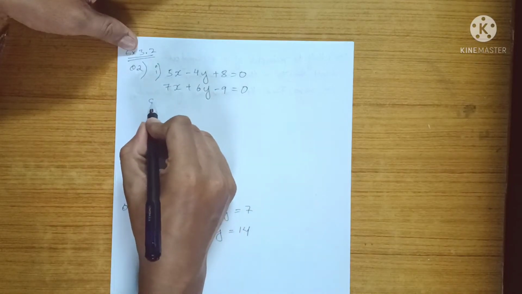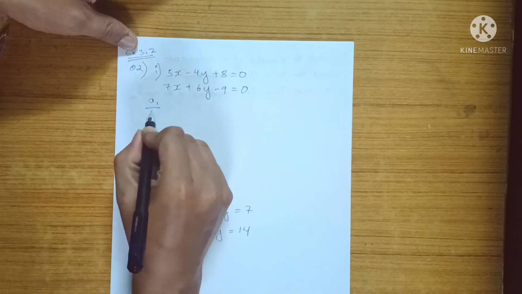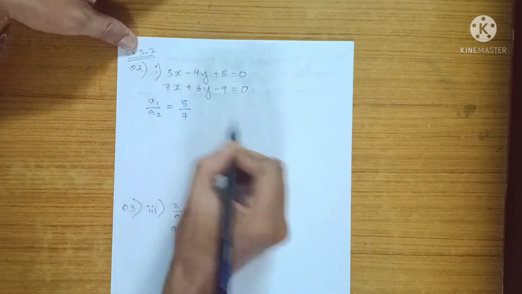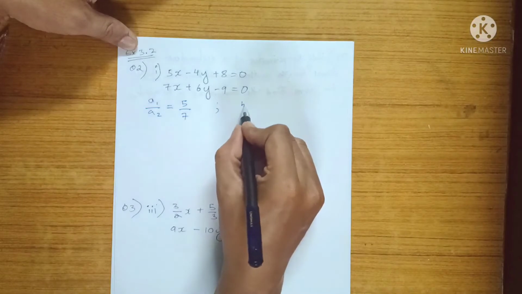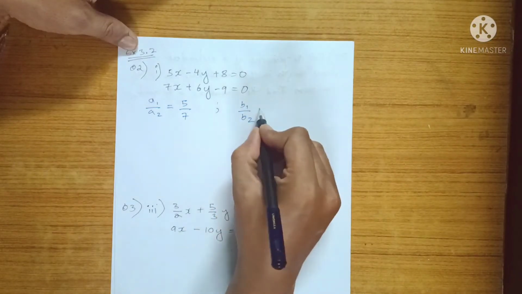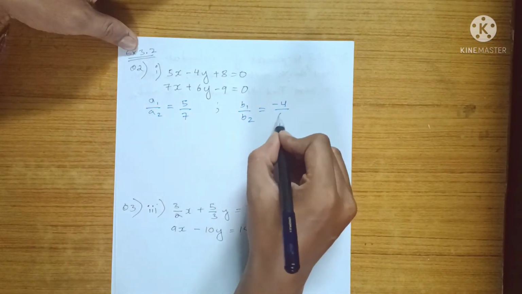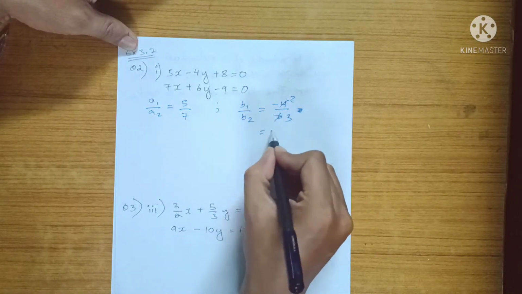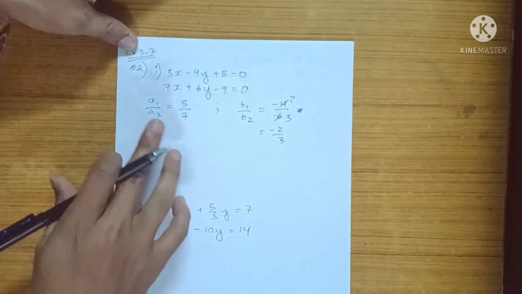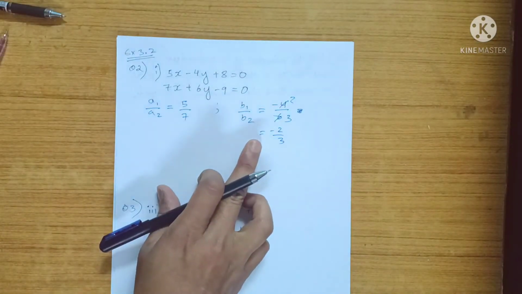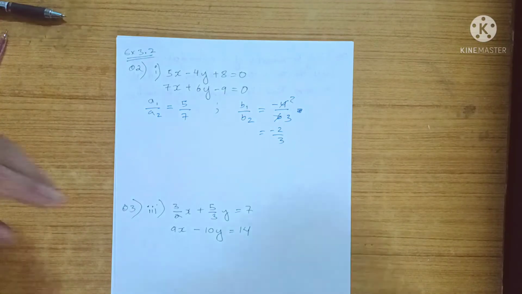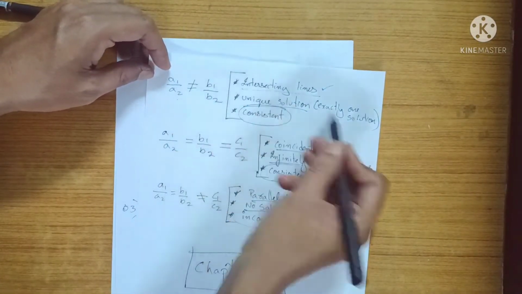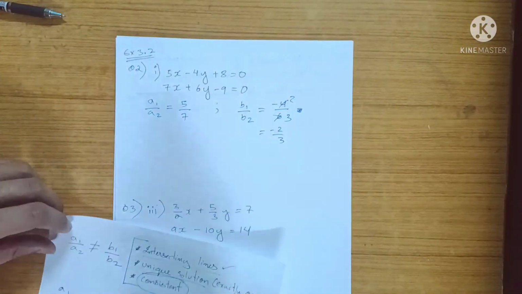First, a1 by a2, let's try to find it out. a1 is 5, a2 is 7, right? Next, b1 by b2, let's try to find it out. Minus 4, 6, so 2 by 3. So literally, we already know the answer, because a1 by a2 is not equal to b1 by b2, right? So if you look here, a1 by a2 not equal to b1 by b2 means intersecting lines or unique solution.